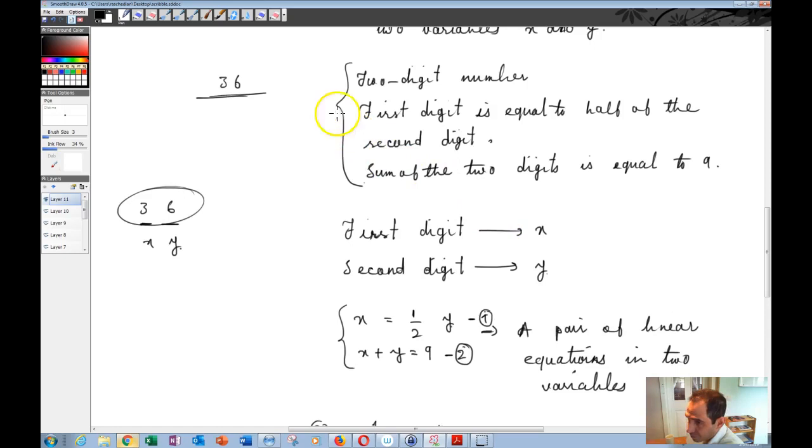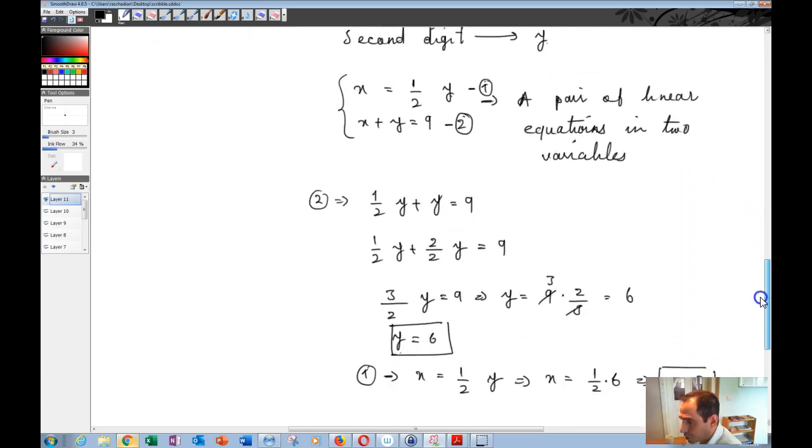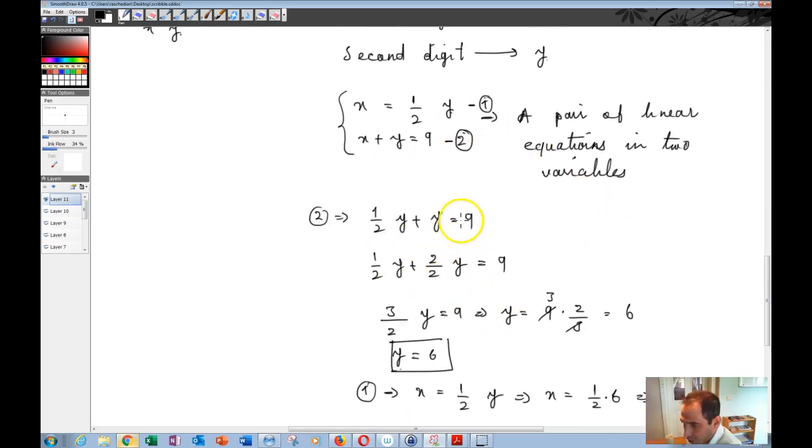So supposing that you didn't know that the number was 36, in this situation you can figure out what the two digits are, and basically solve the problem. That's what this whole thing is all about, and we call this way of solving the problem the algebraic method of solving the problem.